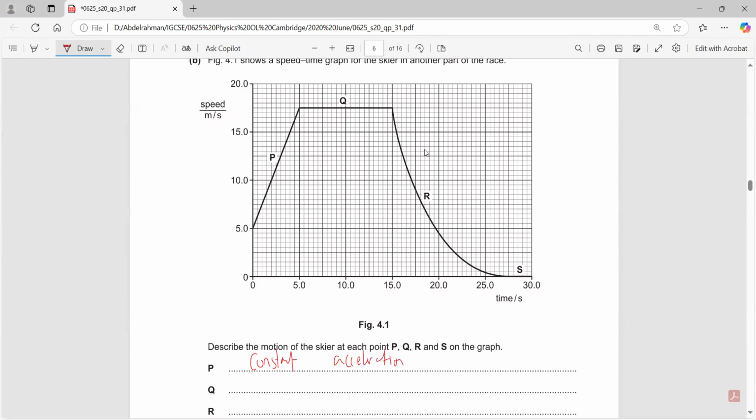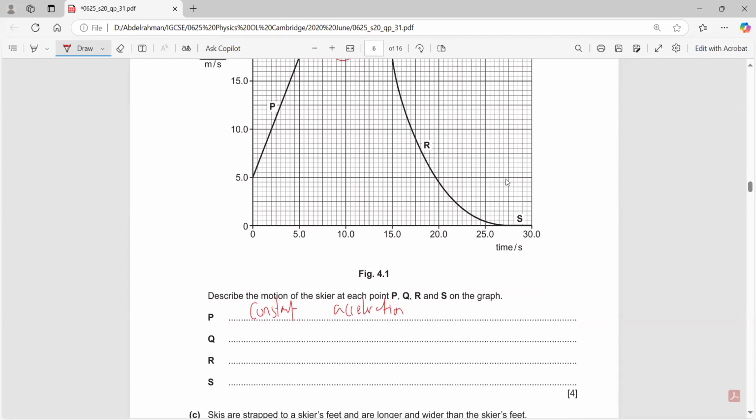What about Q? What's happening? Constant speed, yes. Constant speed of 17.5 meters per second, if you want to write down the speed. In P you can write accelerating. In Q you cannot write that it's accelerating. Why? Because it's moving with a constant speed, zero acceleration. R, what's happening in R? Non-uniform deceleration. Excellent.